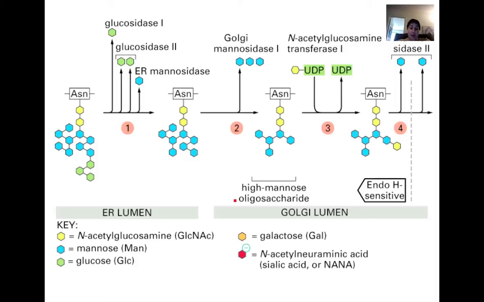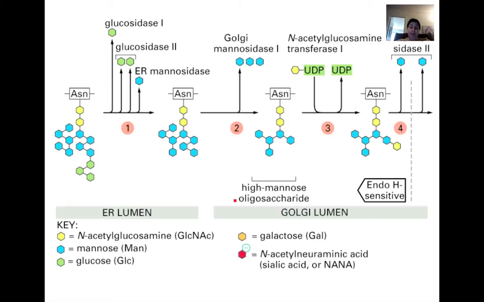In step 2, you see we modify where some of the mannose residues are, so there's a mannosidase. You don't have to know these glucosidase, these mannosidase, the N-acetylglucosamine transferase. What I want you to understand is that the addition of sugars and the modification of those sugars results in different modifications to different proteins.